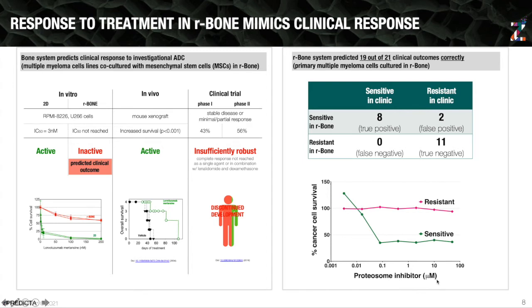Patients who were sensitive in the clinic and resistant in their bone, we didn't have any of those, so there were no false negatives. Patients who were resistant in the clinic, there were 13 of those patients. We saw resistance in our bone in 11, and we did have 2 false positives. And the graph below just shows a snapshot of some of this data, looking at sensitive versus resistant patient and how the cells behave. So really, this system does predict the clinical outcome. In our clinical study, 19 out of 21 cases were predicted correctly.